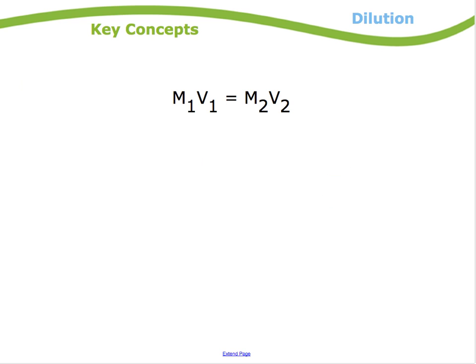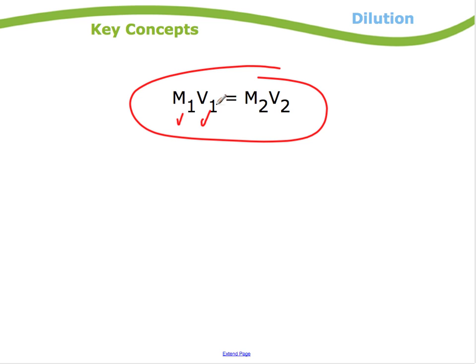Okay, so that sort of concludes our discussion of dilution. Here's the big formula that we use. We find the product of the initial molarity and initial volume, and equate it to the final molarity and final volume. If I don't know one of those four things, I can solve for it.